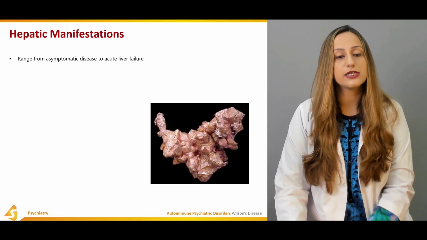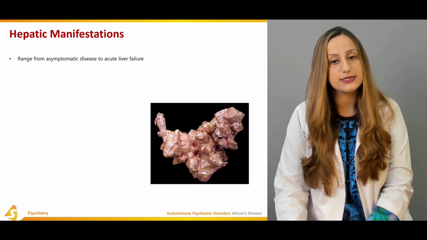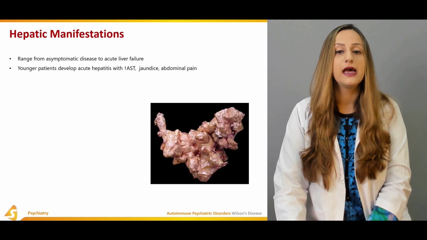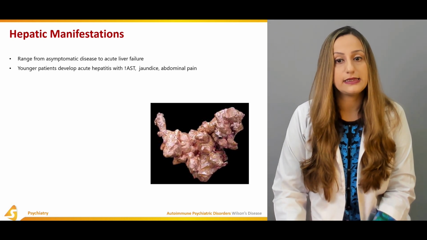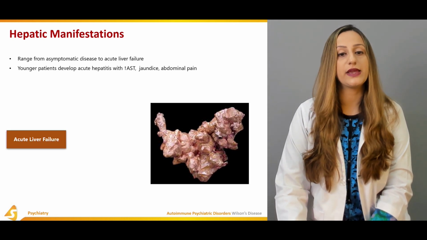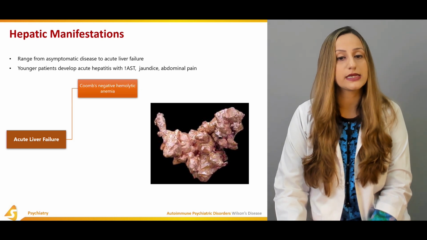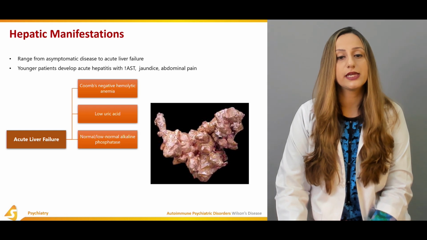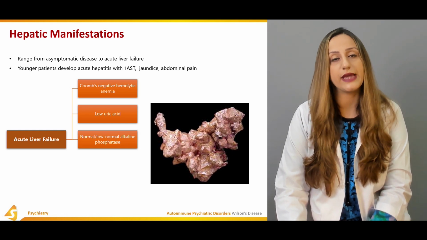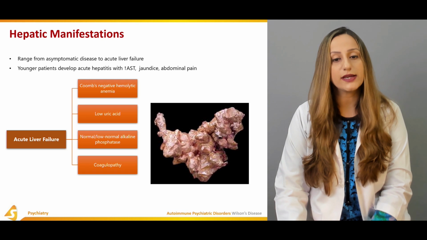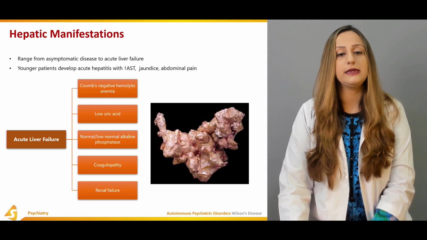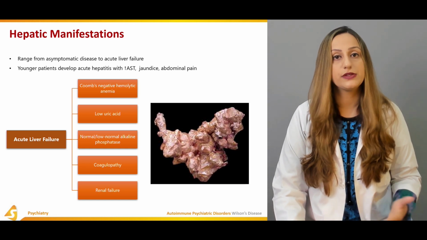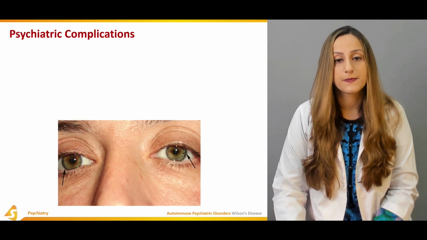The hepatic manifestations range from asymptomatic disease to acute liver failure. The younger patients develop acute hepatitis, jaundice, and abdominal pain. The acute liver failure is due to Coombs negative hemolytic anemia. Low uric acid is seen on laboratory investigations, with normal to low levels of alkaline phosphatase. Coagulopathies are observed, and then the patients also suffer from renal failure after the progression of the disease.